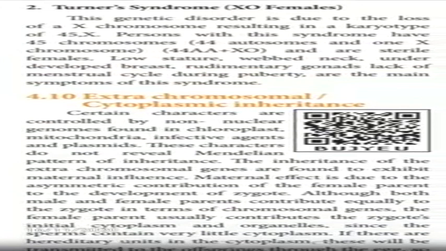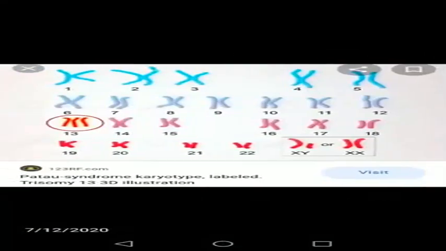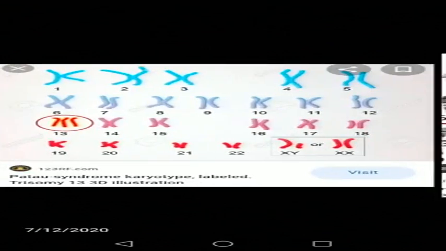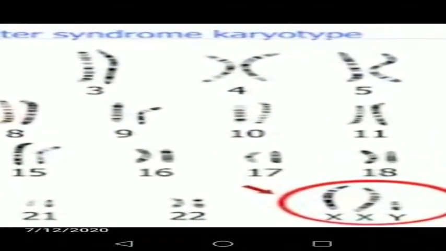The next one is called Turner syndrome. I'll show you the chromosomes here. This is what we call Turner syndrome. Same thing here. Instead of Patau and trisomy, Turner syndrome. Instead of 46 and 47 as in Klinefelter, they'll have 45 chromosomes. In the 45 chromosomes, one X may be reduced. That is what we call Turner syndrome.